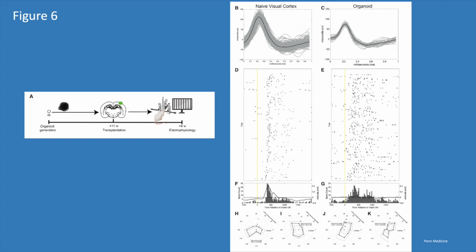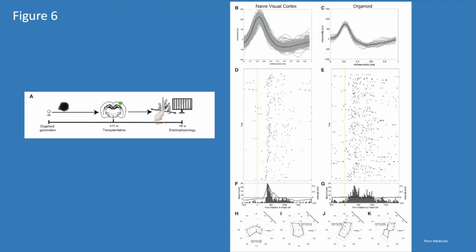Representative single-unit waveforms from the visual cortex of a naive animal in B and the organoid graft in C are displayed, with gray lines representing the individual spikes and the black line indicating the average waveform across all of the recorded spikes. Raster plots of single units from the naive and organoid graft are shown in images D and E across 140 and 120 trials respectively, with the yellow line denoting the timing of a 0.5 Hz flashing screen stimulus.